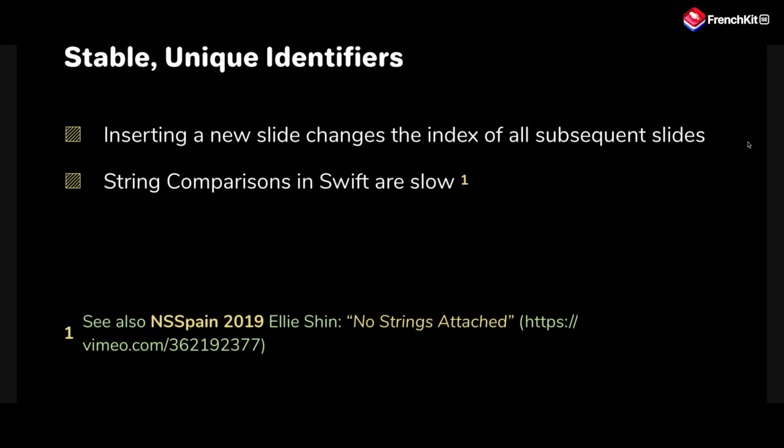So what I could do is string comparisons. I can take the contents of the slide and compare it to the content it was before for the other slides. But string comparisons in Swift are very slow. Usually in a normal app lifecycle, you don't see that. But if you have like 100 kilobytes of text, which is not that unusual for a Markdown presentation, then that becomes very slow because this would happen for every key press. If you're interested in that and you don't want to use Rust, there's a video from NSSpain 2019 from Eli Shin, "No Strings Attached." They had a similar problem at Uber and they solved it in a different way.